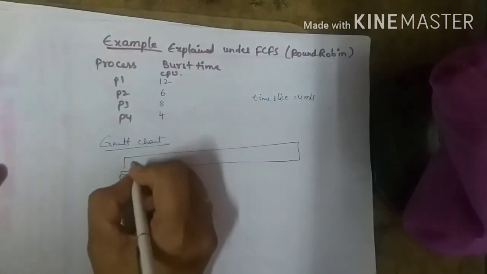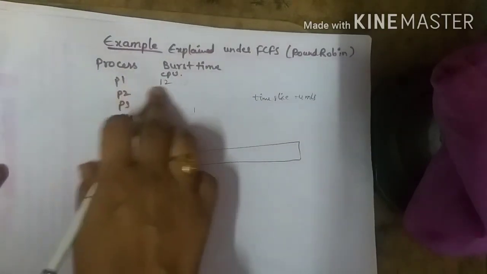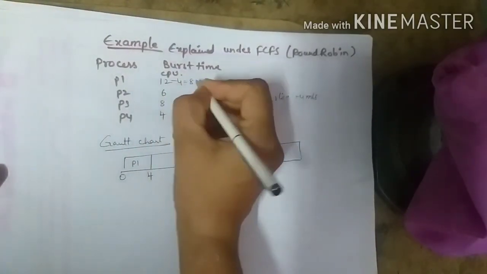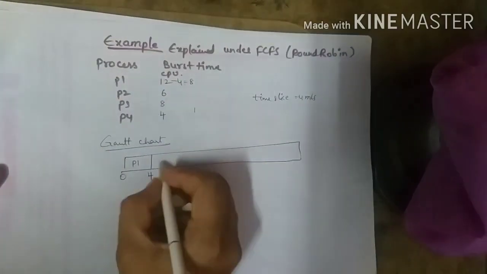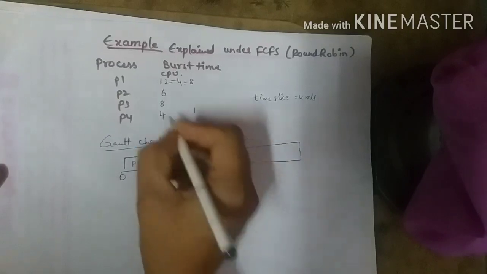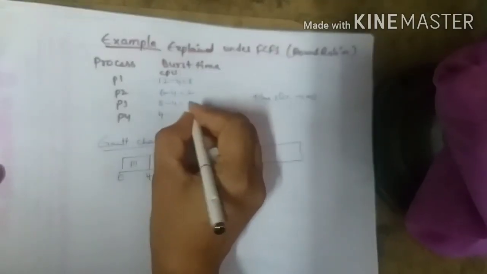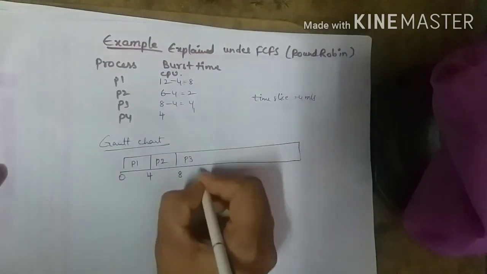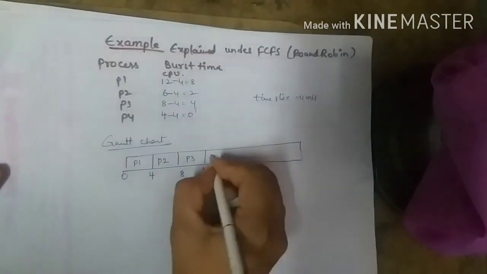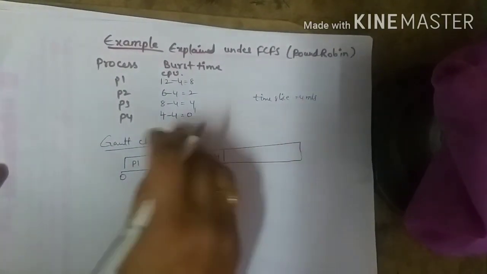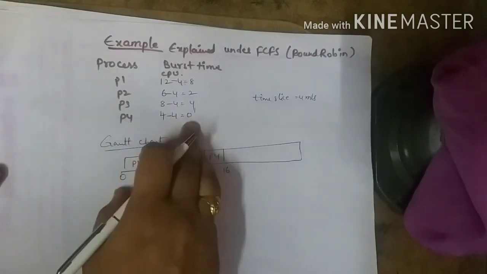First P1 process is going to be executed up to 4 milliseconds. Now the remaining time for execution for P1 is 8 milliseconds. Now P2 will get the chance. Now P2 is going to be executed. Now next P3 is going to be executed. P3 will get the chance. Now this is 12. Now P4 is going to get the chance. Now P4 has completed its execution also. Why? Because it requires only 4 milliseconds and it has completed its execution.